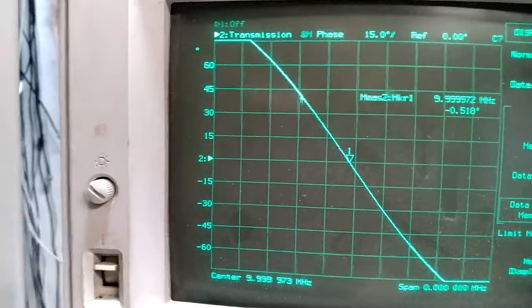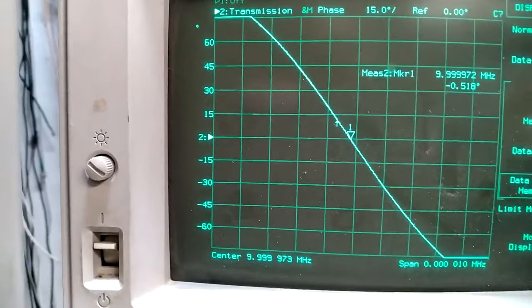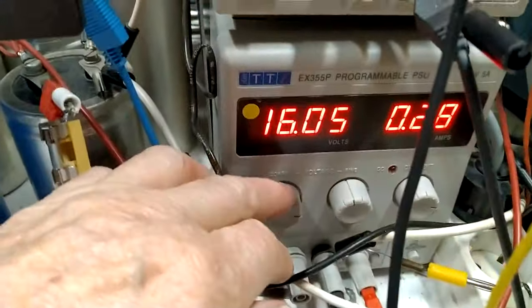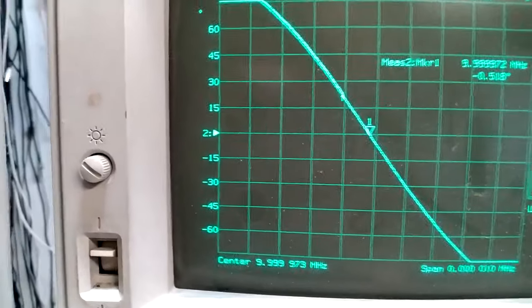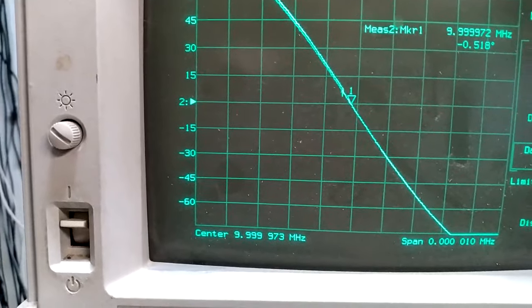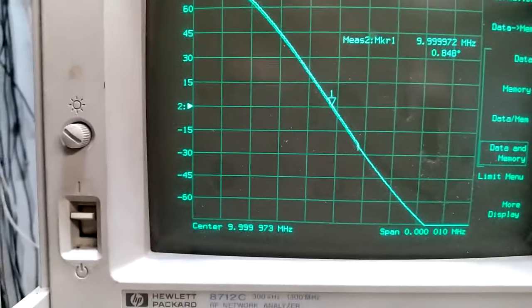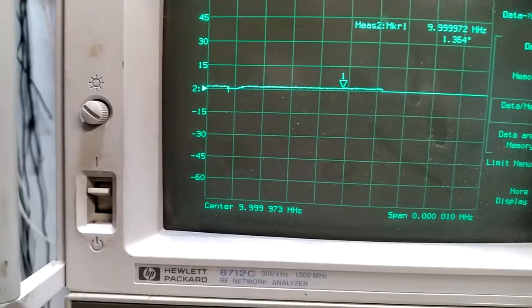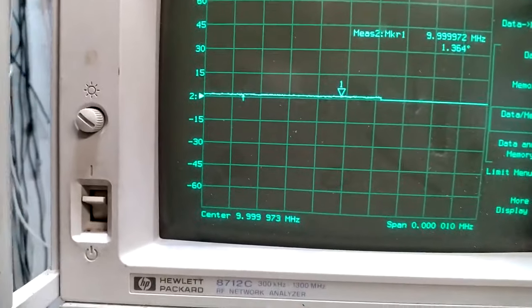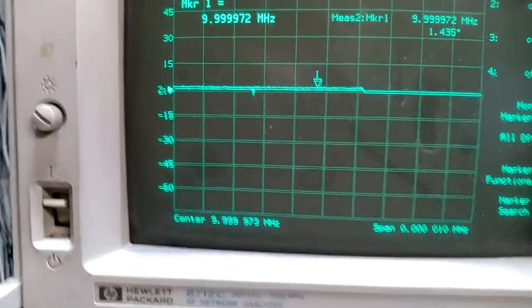The frequency is determined by the phase angle at the maximum. And it's here, and I save this in the memory. And then I change here by 1 volt. Like that. And I can see clearly there is a difference. Not much, but it is there. And I should be able to look at data divided by memory. And it says 1.36 degrees. And I can move the marker around to see how stable it is.